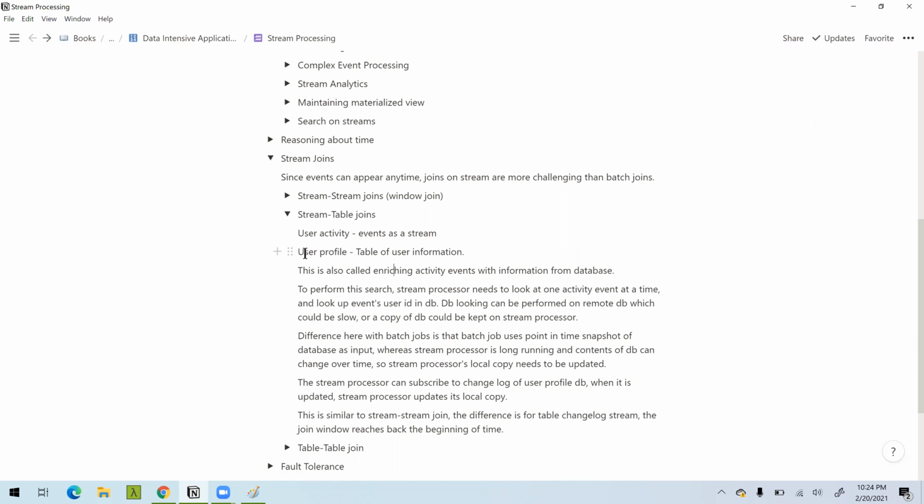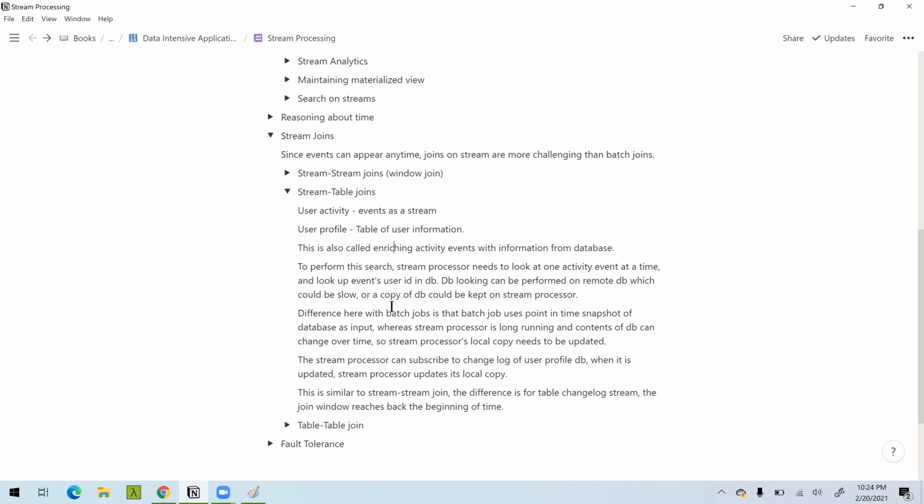But remote calls would be expensive. So another way is that your stream processor keeps a local copy of the user profile database with it, and whenever a stream event comes, it looks up locally in the copy of the user profile data and joins it, right? So that is another thing you can do to optimize rather than making a remote call.